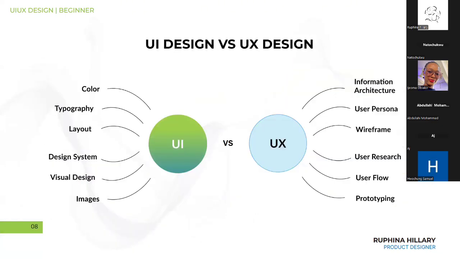As I said before, this is just a diagram showing the differences. UI, you talk about the color, the typography, the layout, design system, the visual design, images you're using. The UX, you think about information architecture, the user persona, the wireframe, the user research, the user flow, and the prototyping. So now in this UX, you're going to see the wireframe.